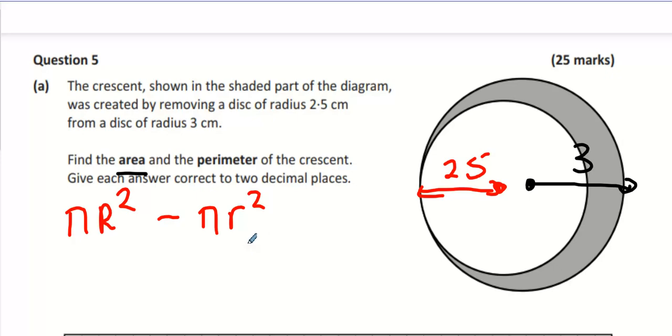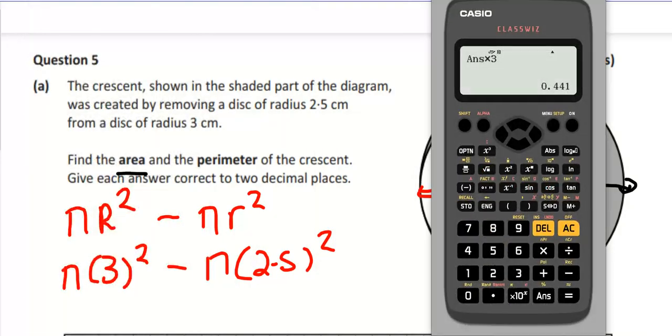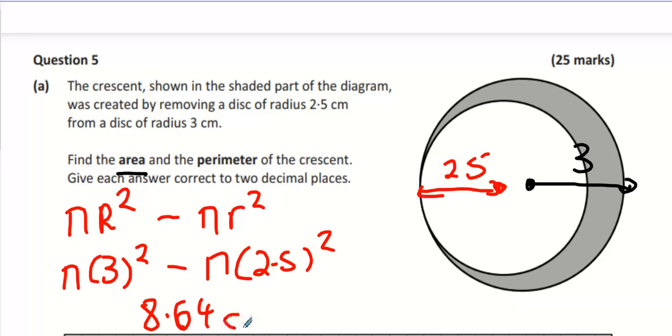Log tables page 8, 9, 10-ish, somewhere around there. Okay, everybody happy? Pi times 3 squared, take away pi times what? 2.5. Okay. 2.5. All right, lob it all into the calculator. Yep. More than likely, not in terms of pi though, right? Does it say in terms of pi? Does it? Eleven over 4 pi, otherwise known as 8.64. Right. That's not too bad, is it? Big circle take away small circle. All right. The next one's the hard one.